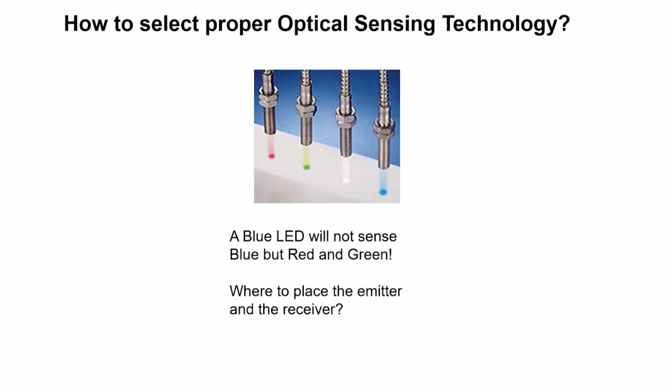However, for selection of LED you need to also know a couple of points. For example, if you choose a blue LED, it would not mean that it would sense blue light, but it would mean that it will actually send the blue light, but it will sense the red and the green. Okay? Also, you need to know where to place the emitter and where to place the receivers.